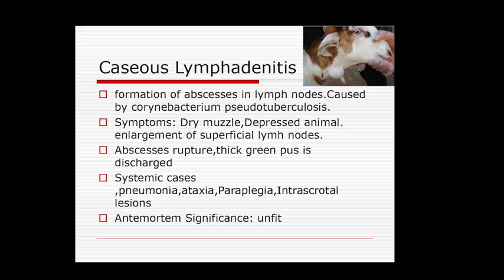Okay, and the symptoms are dry muzzle, depressed animal, enlargement of superficial lymph nodes. Abscesses rupture, and thick green pus is discharged. Systemic cases: pneumonia, ataxia, paraplegia, intrascrotal lesions. Antemortem significance: unfit. So this animal is unfit.